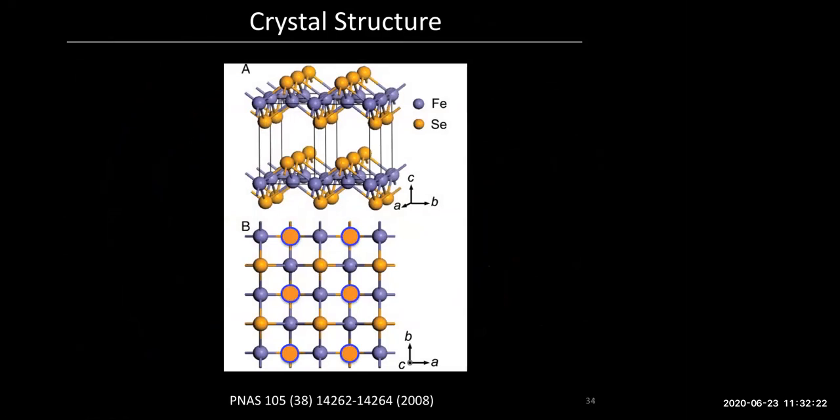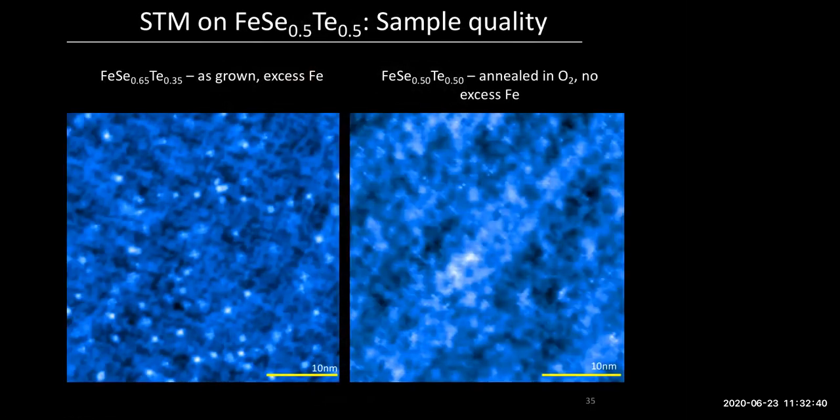When you cleave the sample, right here, you expose the top selenium plane, and what you should see is a square arrangement of the top selenium atoms. You don't really see the iron atoms, and you don't see the selenium underneath. So that's what you expect. Here are STM topographies of this particular compound. But the reason I show you these topographies is to show you that very often when you grow this material, you can have a lot of excess iron, and you can see all these little dots here, they're all excess iron. And the sample can look not so great.